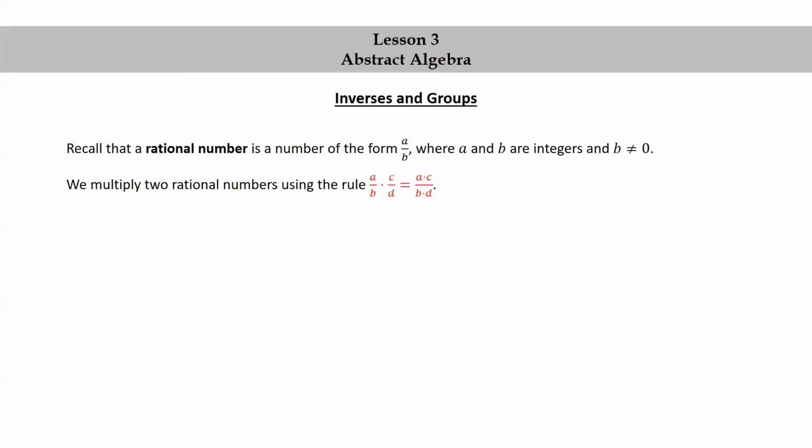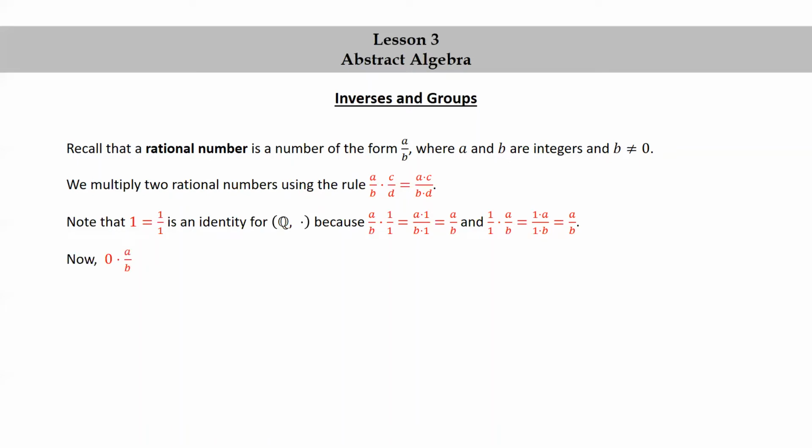We multiply two rational numbers using the rule A over B times C over D equals A times C over B times D. Note that 1, which equals 1 over 1, is an identity for the set of rational numbers together with multiplication, because A over B times 1 over 1 is A times 1 over B times 1, which is A over B, and 1 over 1 times A over B is 1 times A over 1 times B, which is also A over B.